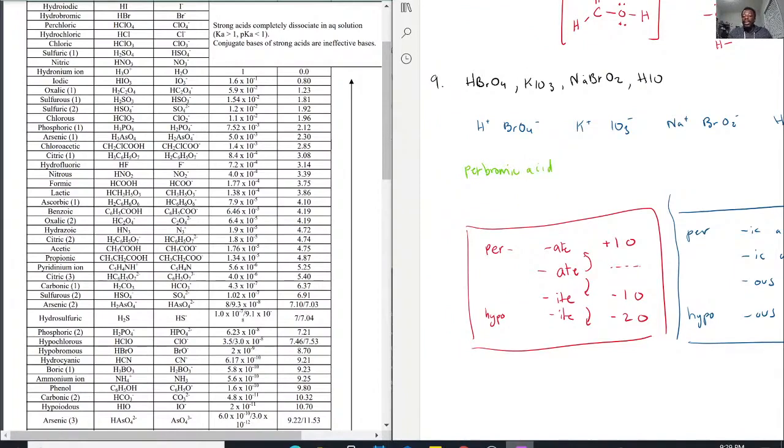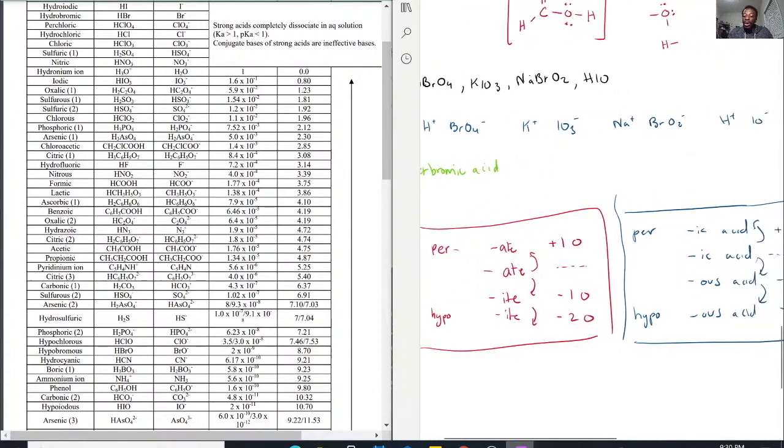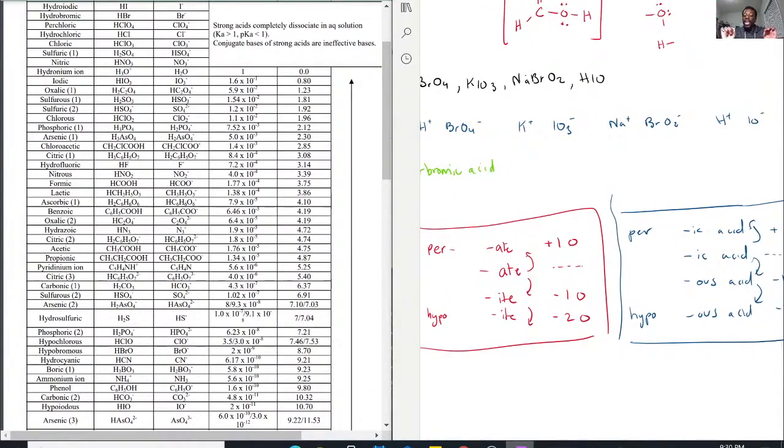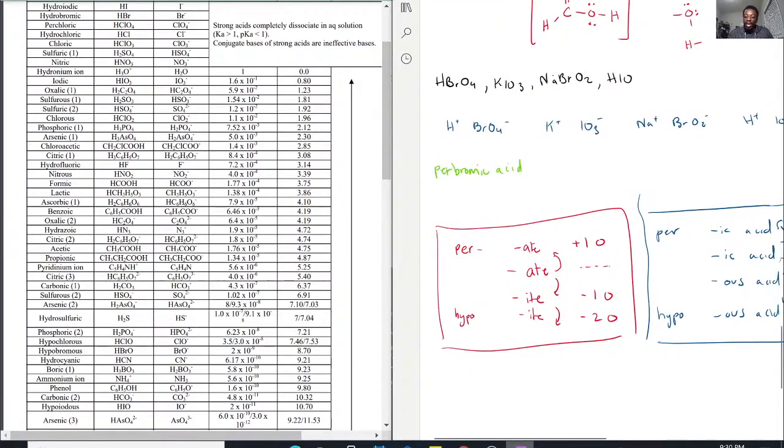Okay? K and then IO3. So this is now potassium, but we're going to refer to the red side now. Okay? This would be a potassium, and IO3 is just the ate. That is the stable. And that's the tricky part here.